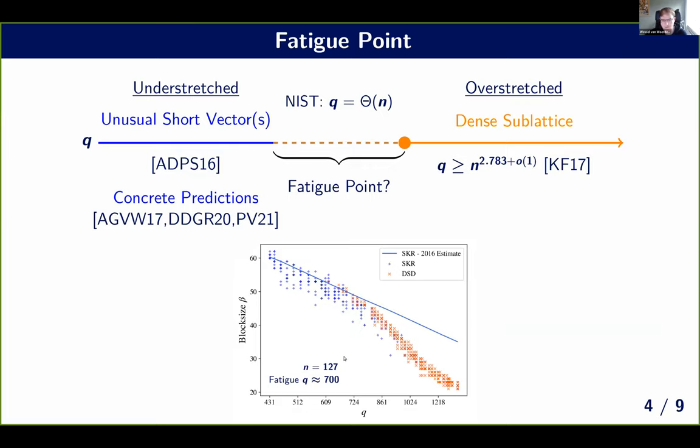So it's not really clear where these parameters lie, whether in the understretched or the overstretched regime. So what do we know from this overstretched regime? Well, we know that at least when q is at least n to the power 2.783, then we are in this regime, and this was shown by Kirchner and Fouque.